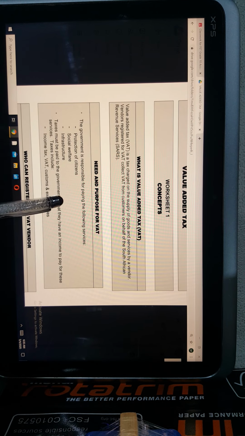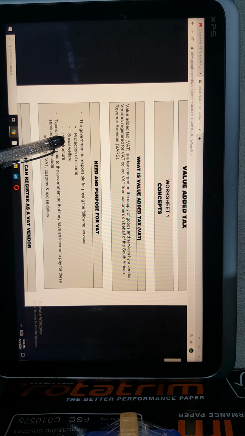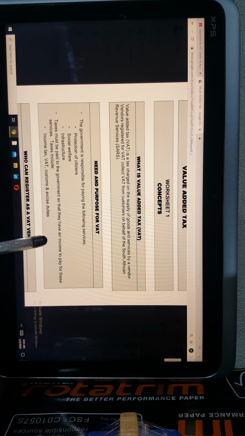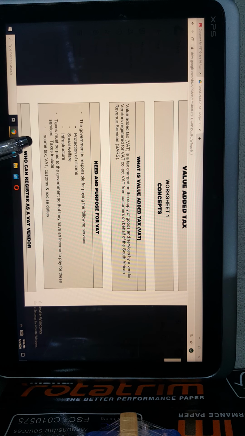The government is responsible for paying the following services: protection of citizens, social welfare, infrastructure. Taxes must be paid to the government so that they have an income to pay for these services. And taxes include income tax, VAT, customs, and excise duty. So income tax you do later on when you have to pay tax on your salary. VAT is what we're doing now.